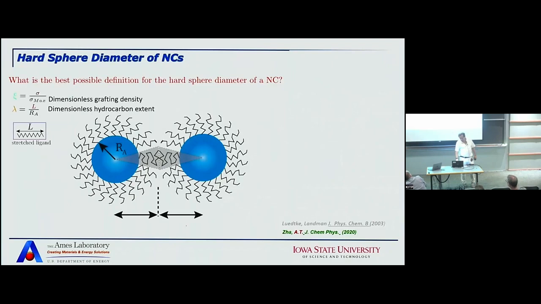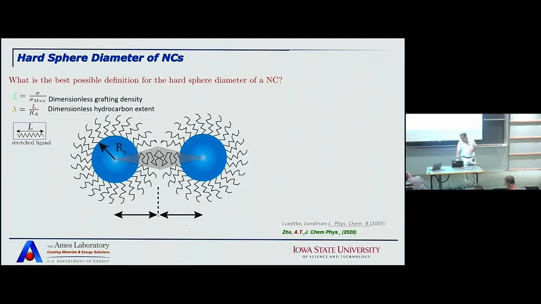And basically what it uses is, this is the total stretched ligand length. So basically you have this dimensionless hydrocarbon strand. And then you also have the dimensionless grafting density, which is the ratio of the actual grafting density to the maximum possible grafting density that you could put on this, let's assume for the moment, spherical nanoparticle. Then I will change what happens if the shape is not quite spherical, because most of the nanoparticles, actually all the nanoparticles, are never truly spherical. They are always polyhedral. So the sphere is always an approximation.